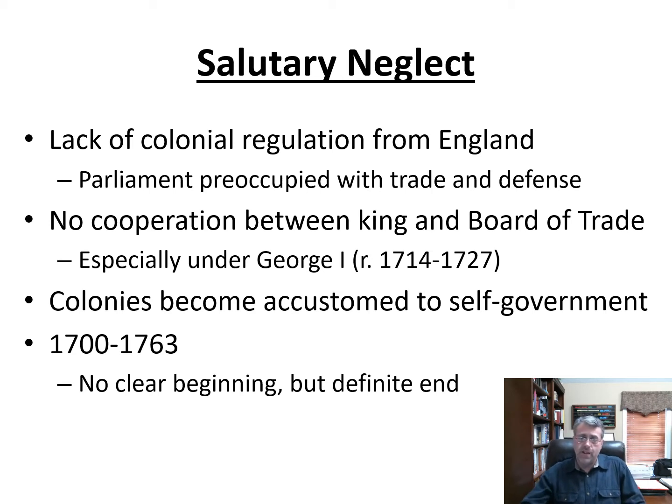Now, while this period of salutary neglect has no specific beginning, England never intended to do this. It wasn't part of the plan. It just kind of happened. It will end suddenly and deliberately in 1763. At the end of this series of wars for empire, England is going to be in a situation where it must now start strictly enforcing regulations and start taxing the colonies again as a result of these wars. So this neglect is going to come to a sudden end in 1763. So that's what's going to create a lot of problems between England and its 13 colonies in North America.